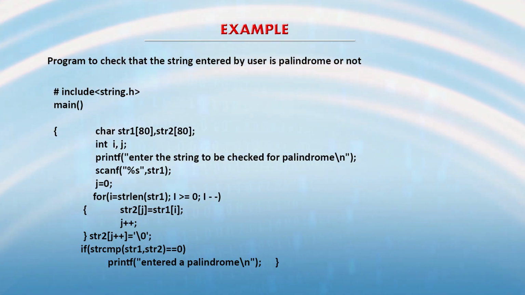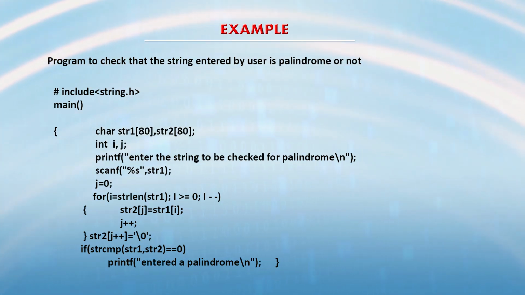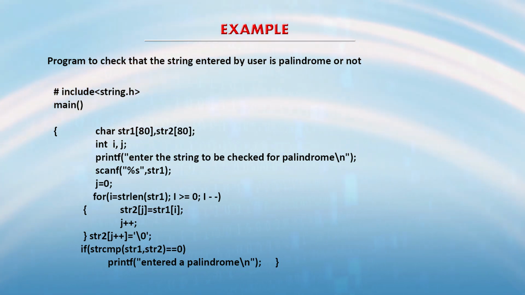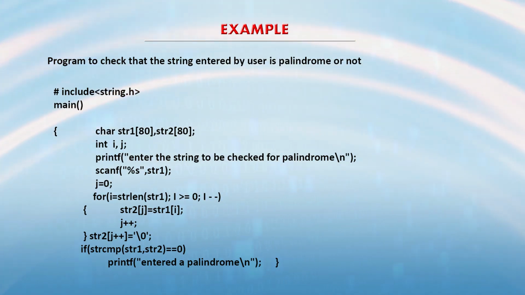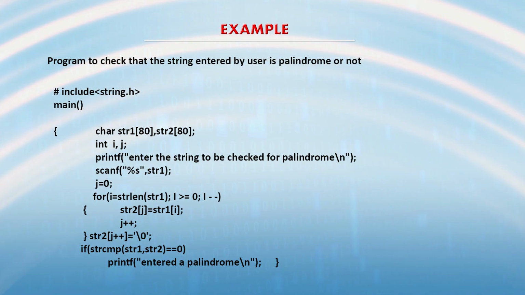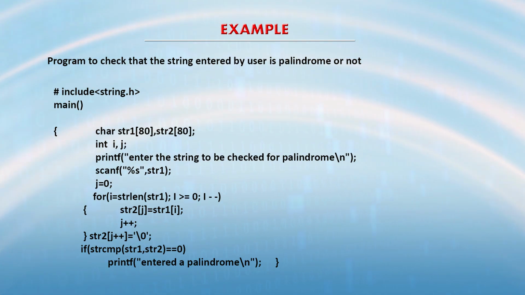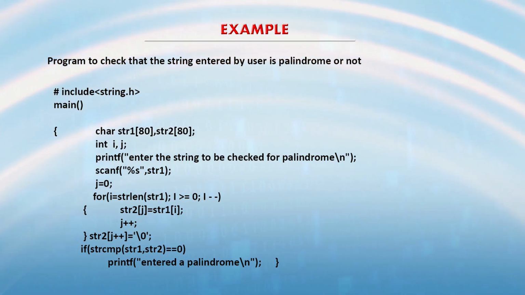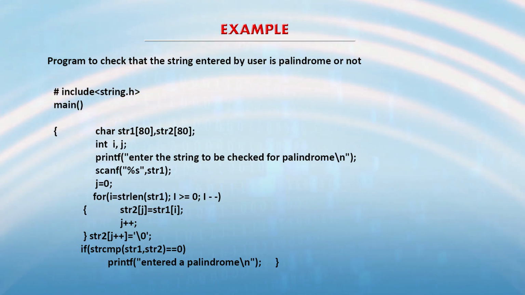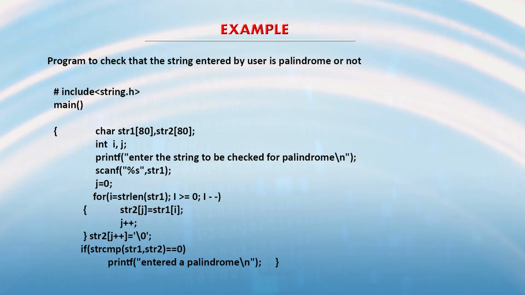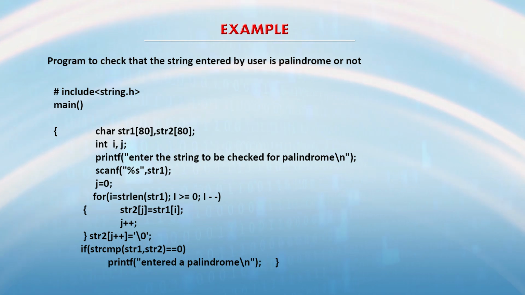For string 2 at index j, the zeroth index of str2 is equal to the last value of string 1. Then j is incremented, that is the next value of string 2 is the second last value of string 1. So this is how the reversed string 1 is stored in string 2, and then finally the last value of string 2 is ended with the null value, which is required for string operations.